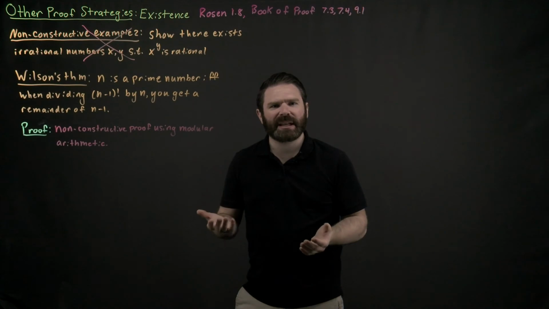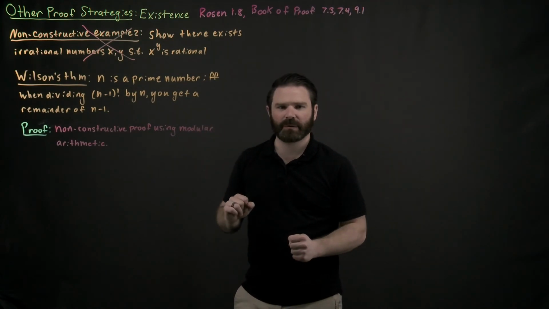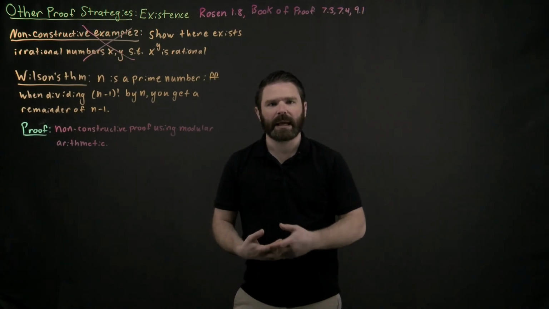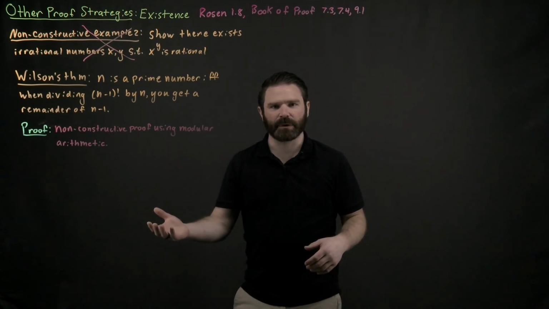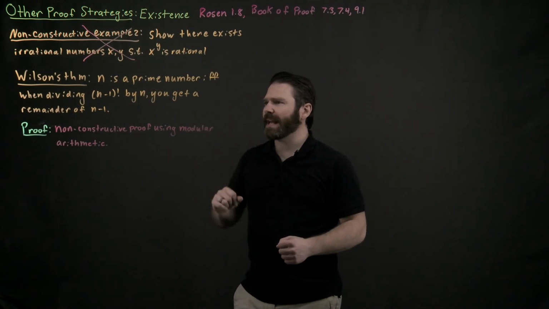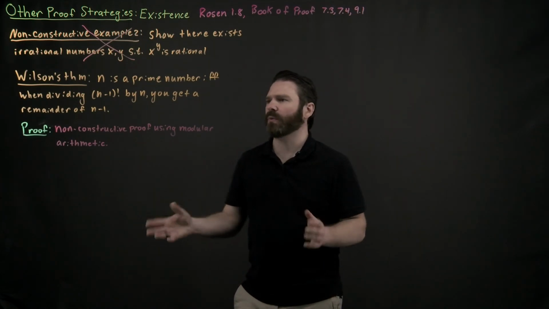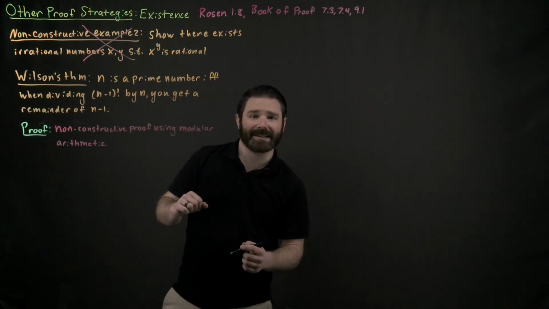So how is this an example of a non-constructive existence proof? Because I want to draw out a distinction between constructive existence proofs and non-constructive existence proofs. So let's check out Wilson's theorem and try a few examples to see how it works. Let's try a couple of different n's, shall we?